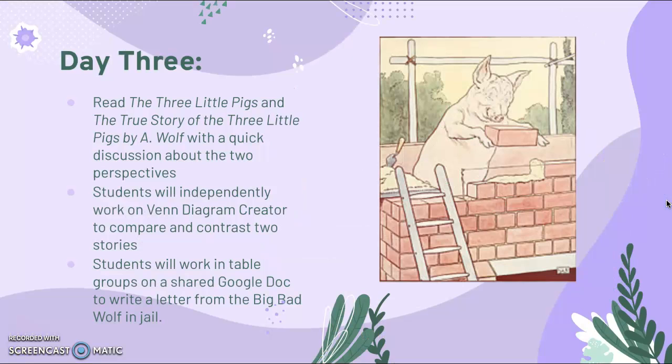On day 3, I will be reading The 3 Little Pigs and The True Story of the 3 Little Pigs by A. Wolf, which is from the perspective of the wolf, with a quick discussion about the two perspectives. Students are going to then independently this time work on that Venn Diagram Creator to compare and contrast the two stories. Finally, in their small groups, they are going to work on that shared Google Doc to write a letter from the Big Bad Wolf's perspective in jail.